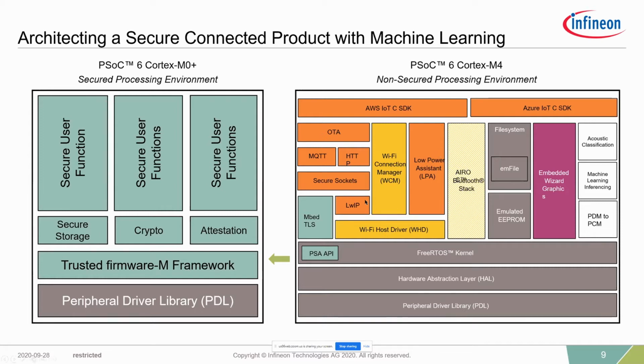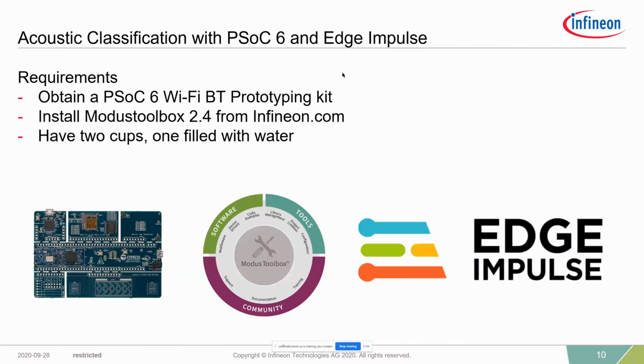But it is important to know this is out there. You do have a dual core device if you picked up this correct kit. So now requirements, we've already kind of talked about this. Obtain a PSoC 6 Wi-Fi Bluetooth prototyping kit, which you can see down here in the left corner. Once again, this is not the fully supported kit that the Edge Impulse code example runs with.